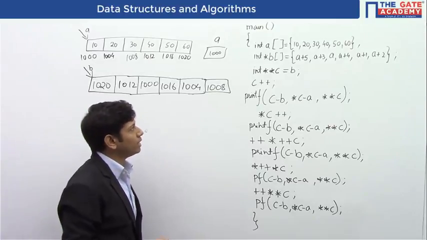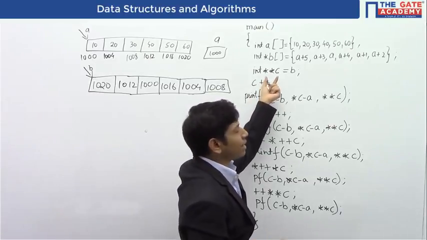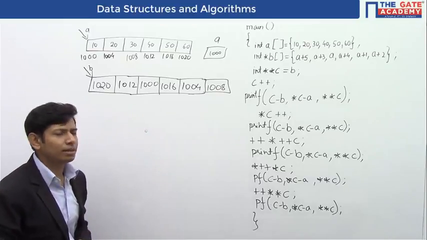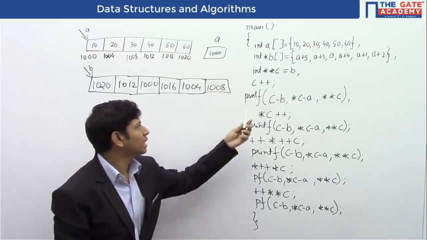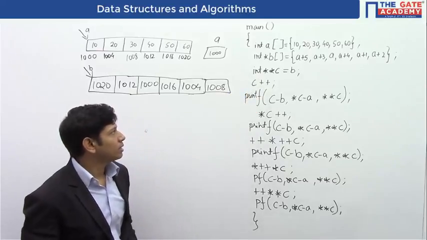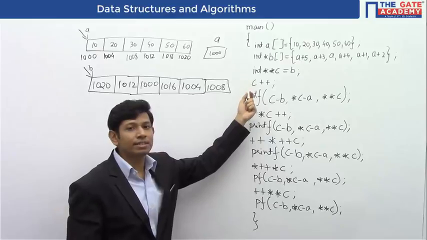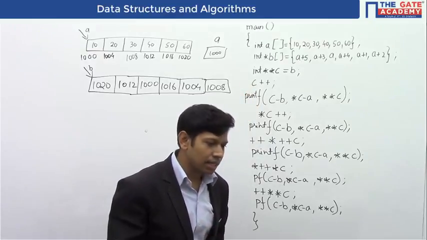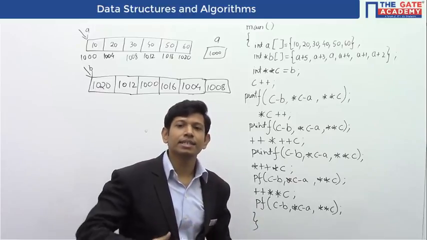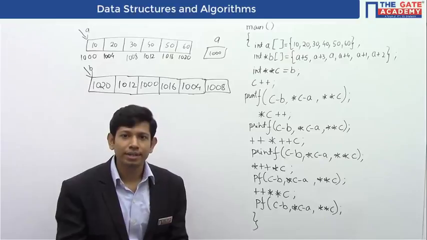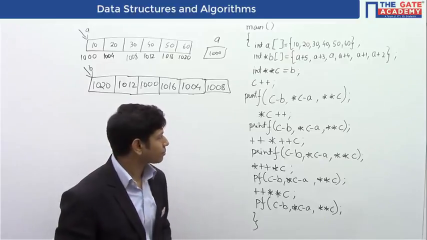Next, what we have to see is, we have a variable C. Now, what does this variable C represent? It is declared as int star star C is equal to B. Now, this C has int star star in front of it. What does this int star star mean? Two stars means that it is a double pointer. What is a double pointer? A pointer to a pointer is called a double pointer.